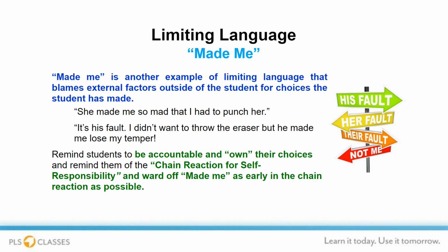When students think and say made me, they are going to behave differently than if they accept that they are the one who chooses or controls how they feel and respond. Remind students to be accountable and own their choices. Remind them of the chain reaction for self-responsibility. What students think and say become what students do and believe. I am. Teach students to accept responsibility and ward off made me as early in the chain reaction as possible.